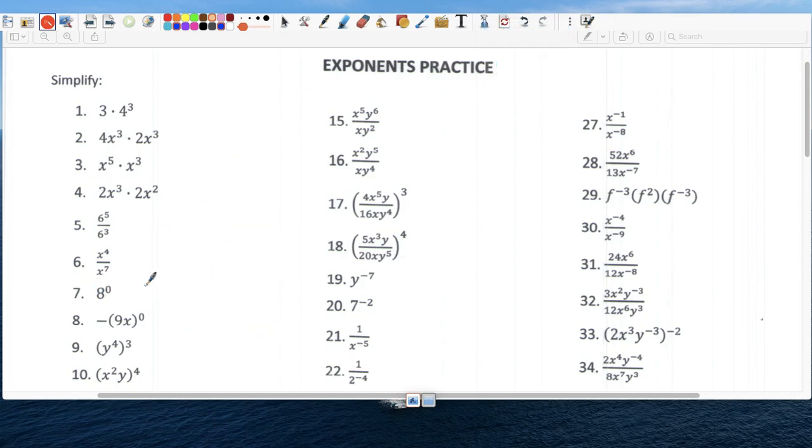8 to the 0 power, we talked about that today. Anything to the 0 power equals 1. Number 8, this is saying take everything in the parentheses and raise it to the 0 power. Everything in the parentheses raised to the 0 power is just 1. But that 1 with the minus sign on the outside, eventually my answer becomes negative 1.